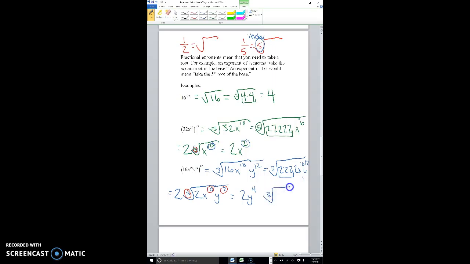3 goes into 10 3 times, because 3 times 3 is 9, so we're going to have an x cubed out here. But there's still going to be one x left over. If you imagine writing out all 10 of the x's and you're looking for groups of 3, there are going to be 3 groups of 3 x's that you can pull out, but there'll be 1 left behind stranded, just like there was a 2 left behind. So this would be the final answer.